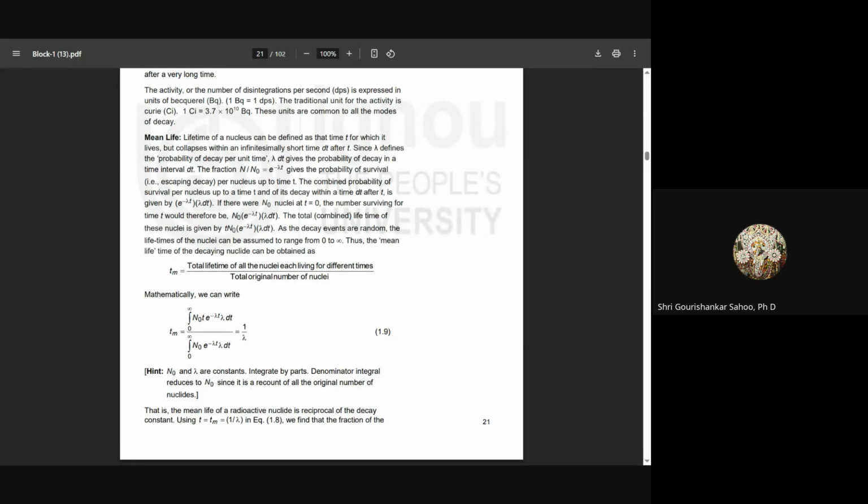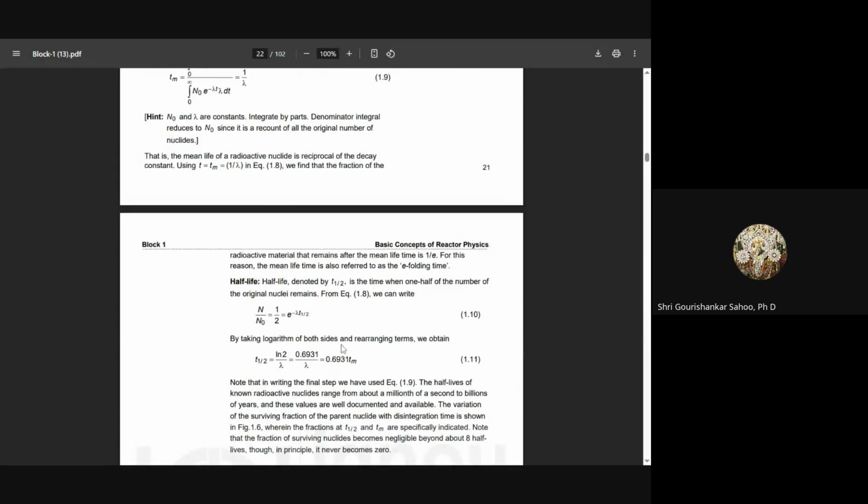So the mean lifetime of the decaying nuclide can be obtained using the formula Tm equals the integration from 0 to infinity of N0 e to the power minus lambda t multiplied by lambda dt, divided by the integration from 0 to infinity of N0 e to the power minus lambda t lambda dt, which is nothing but 1 by lambda, or the total lifetime of all nuclei, each living for different times, divided by the total original number of nuclei.